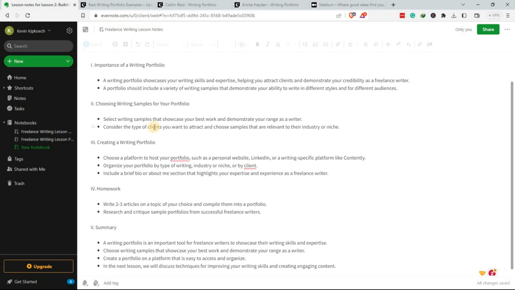The thing is, your portfolio should be relevant to the client. So don't send the same portfolio to everyone. That won't get you hired. If you are applying to, say, a health and wellness website, don't send them something about marketing. That's not relevant to them. Send them something about health and wellness that you've written before.